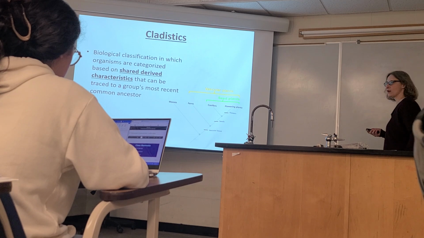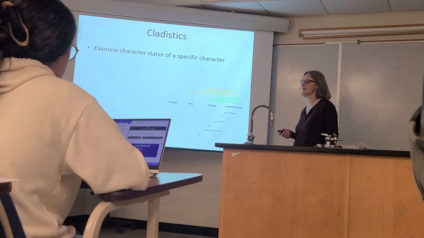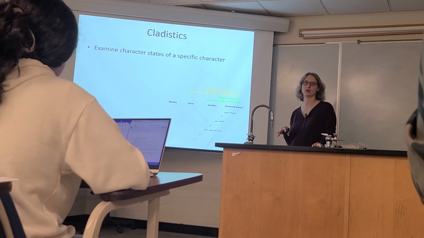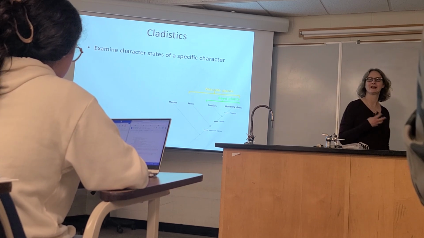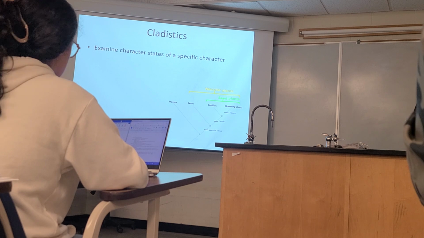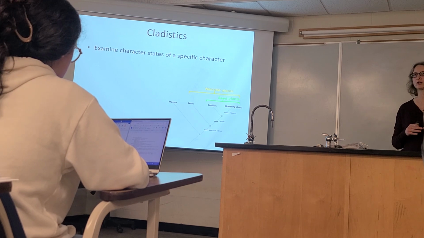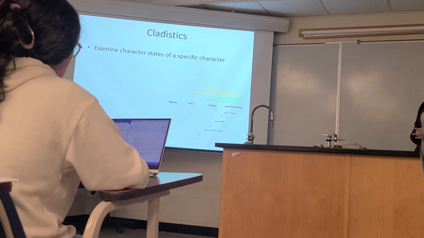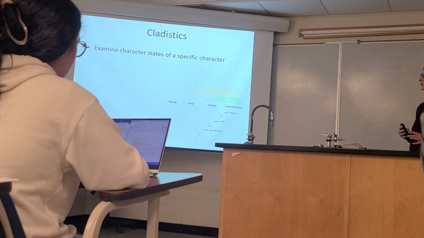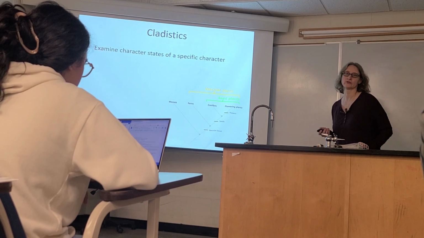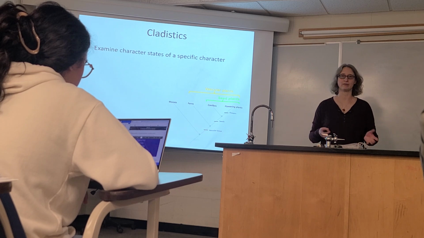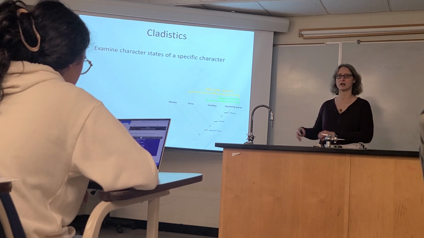Okay, so this is how we do cladistics. You examine the character states of specific characters. We already talked about in our last class what characters are. They are some sort of inherited trait or attribute that an organism has. For example, flower color, leaf shape, things like that. Position of the ovary, all of those could be examples. And the character states were the different forms of those characters. So for flower color, you have pink, blue, white, yellow, all those different options.